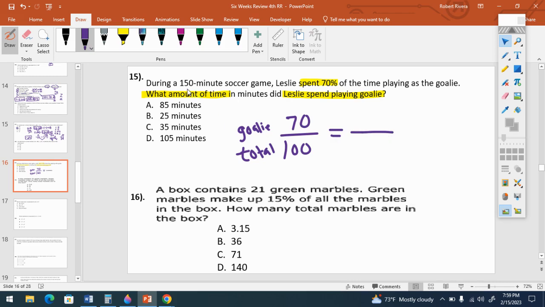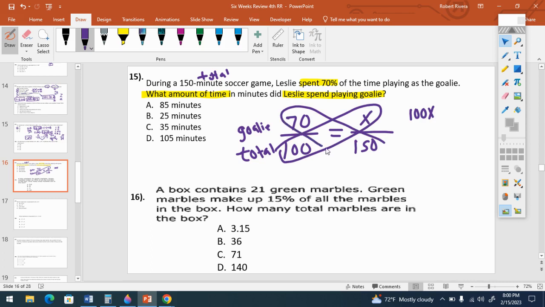Now, the 150, during the 150-minute soccer game. Obviously, this is the total because that's the whole soccer game. So 150 would go on the bottom. And then we have your x there. And then we just start our cross product. So 100 times x, 100x, equals 150 times 70. Don't forget your equal sign.